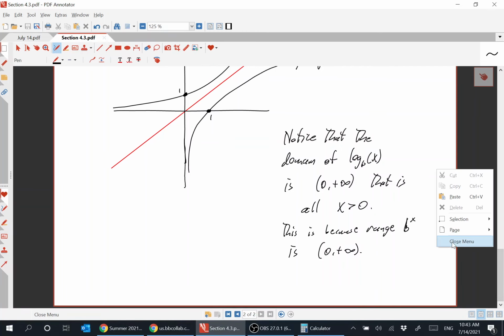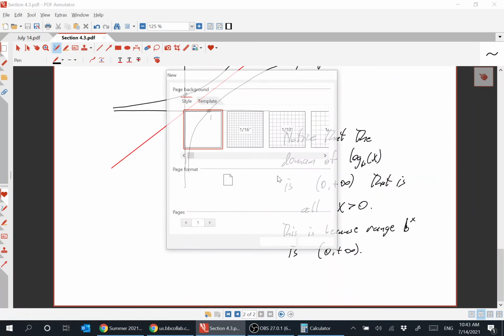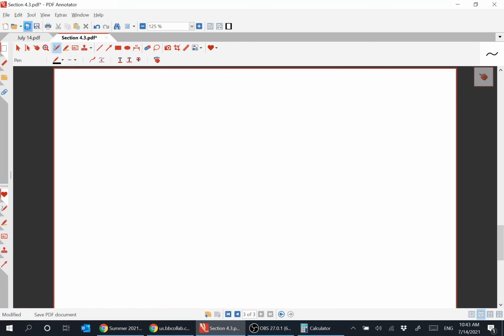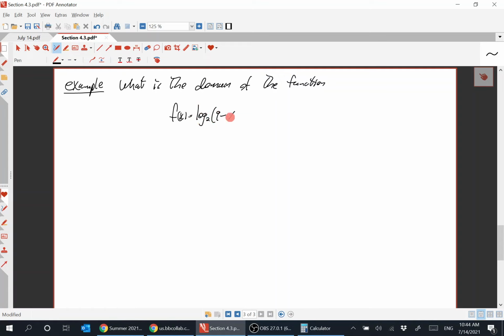So speaking of the domain, what is the domain of the function f of x equal to the log base 2 of 9 minus x squared?